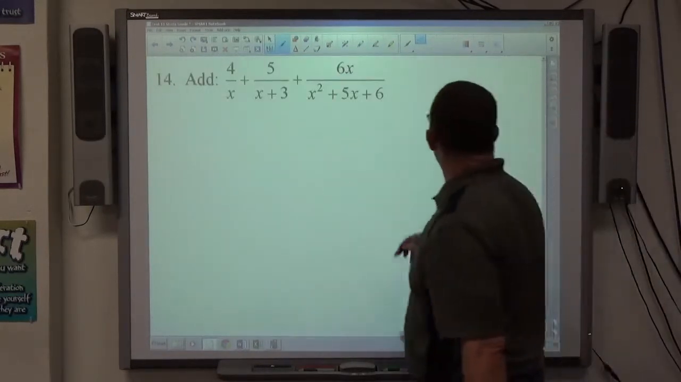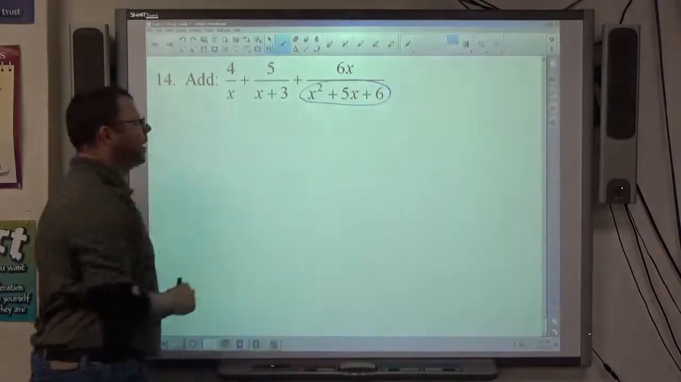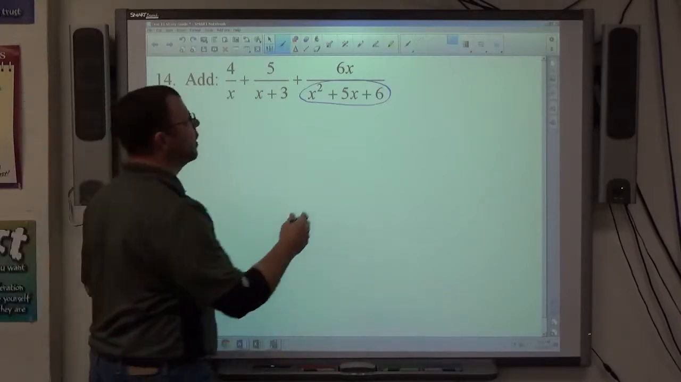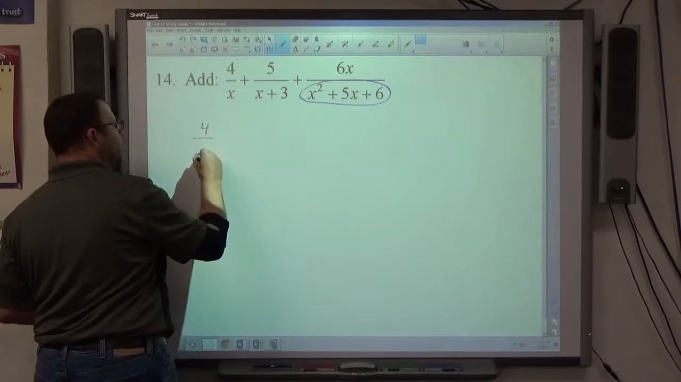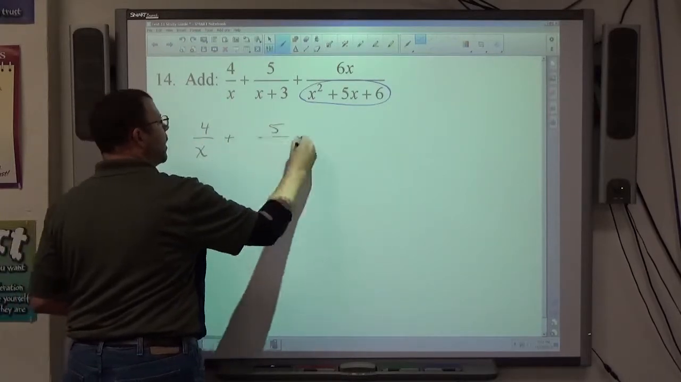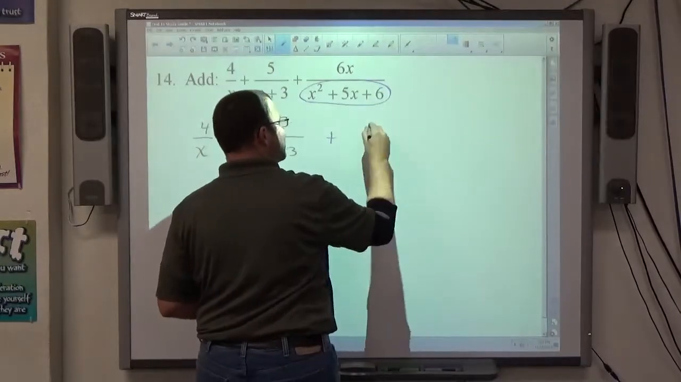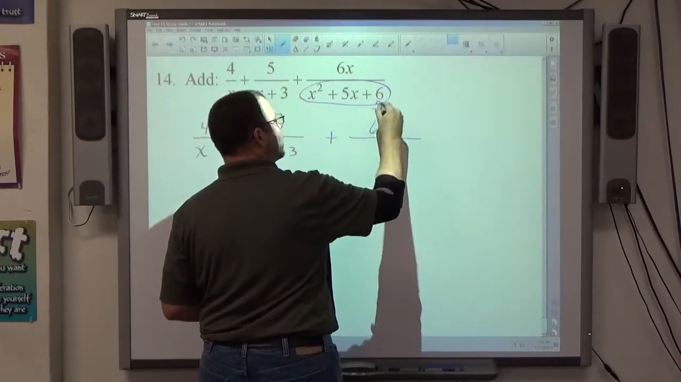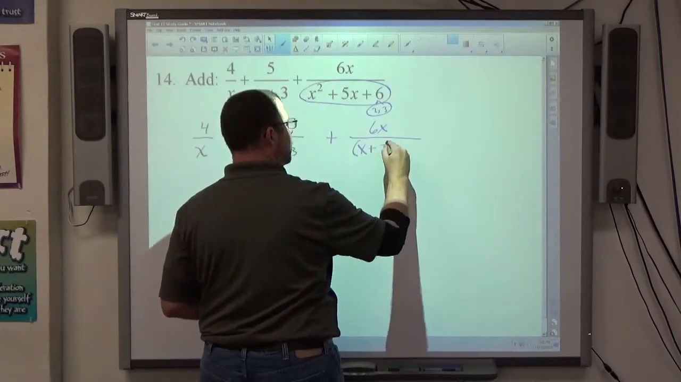Number 14, we're adding fractions. Now, I see a factorable quadratic expression on the bottom of that one, so the very first thing I want to do before I start actually figuring out a common denominator is rewrite the problem: 4 over x, plus 5 over x plus 3, plus 6x over, and then obviously 2 times 3 makes this work, positive 6, positive 5, so x plus 2, x plus 3.